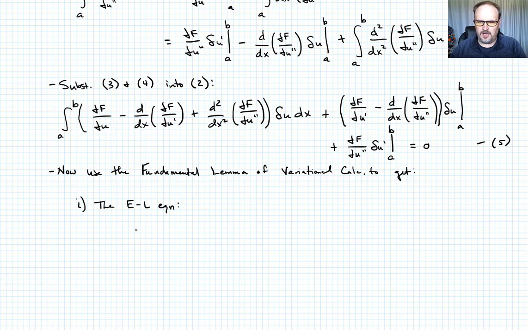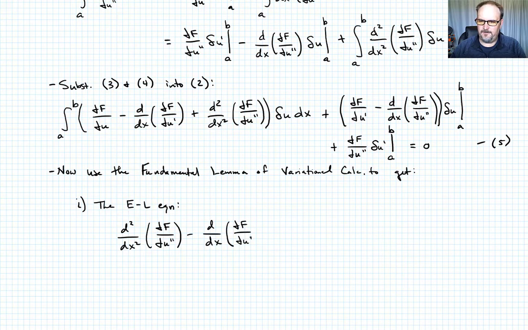So the Euler-Lagrange equation for this problem is d squared dx squared of the quantity partial of f with respect to u double prime, minus d by dx of partial of f with respect to u prime, plus partial of f with respect to u equals 0. Let's call that equation 6.